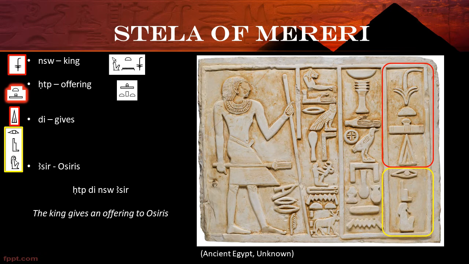The reason is, once again, the king gets the honor position. He is in the beginning. So the king is giving an offering. With the king giving an offering, it's important to understand exactly who he would be giving an offering to. And this next collection of hieroglyphs tells us exactly who that is. In this case, it's the god Osiris.